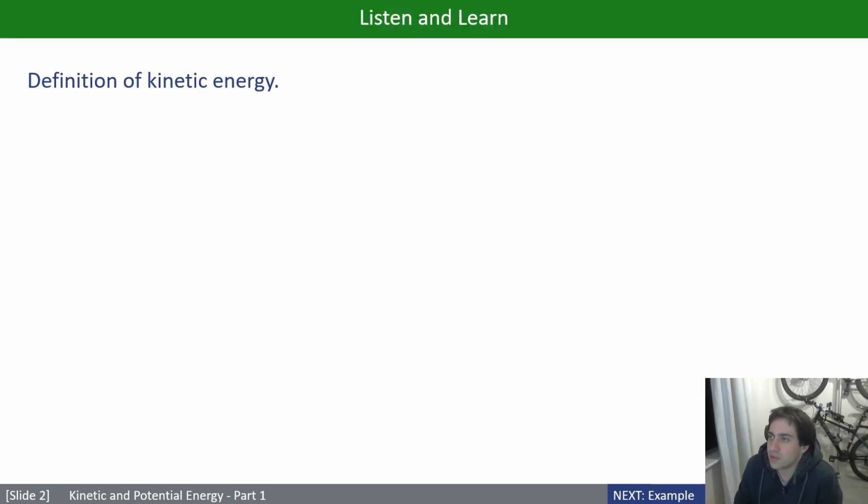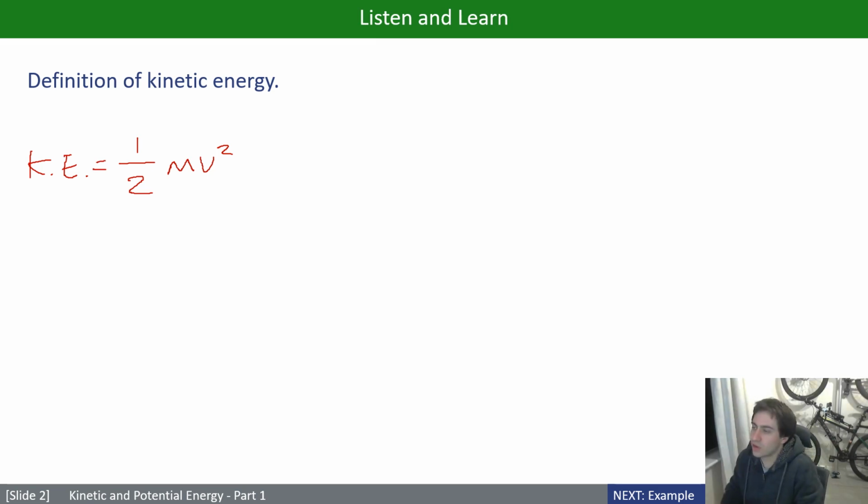Okay, so some of us know already. I'll just quickly throw this out here. The definition of kinetic energy is half mv squared. And let's just clarify what is meant by this. So first of all, the fact that there's an m in this, in other words mass, means that when we talk about kinetic energy, we're talking about the kinetic energy of an object with mass.